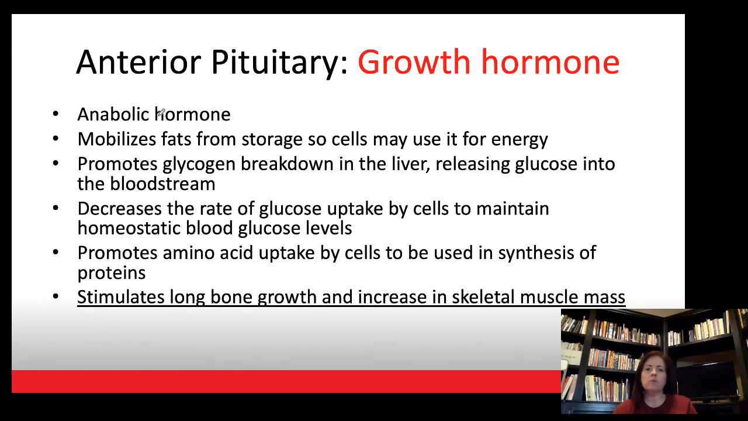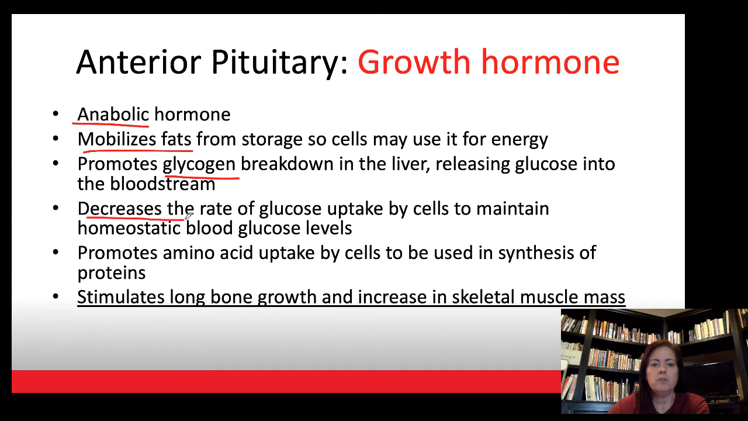Okay, growth hormone is what's considered to be an anabolic hormone. And that basically means that in all of the things that it does, it stimulates growth and building up of structures. So it is considered anabolic. In all of these functions, that's basically what it's doing. So what's happening? It's going to mobilize fat so that you can use it for energy. It's going to break down glycogen, stored glucose in the liver, so that we can release glucose into the bloodstream to use for energy.